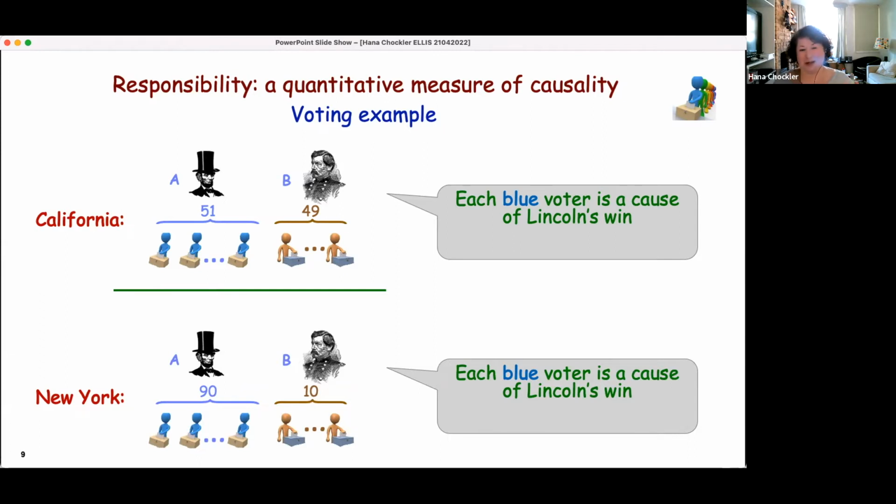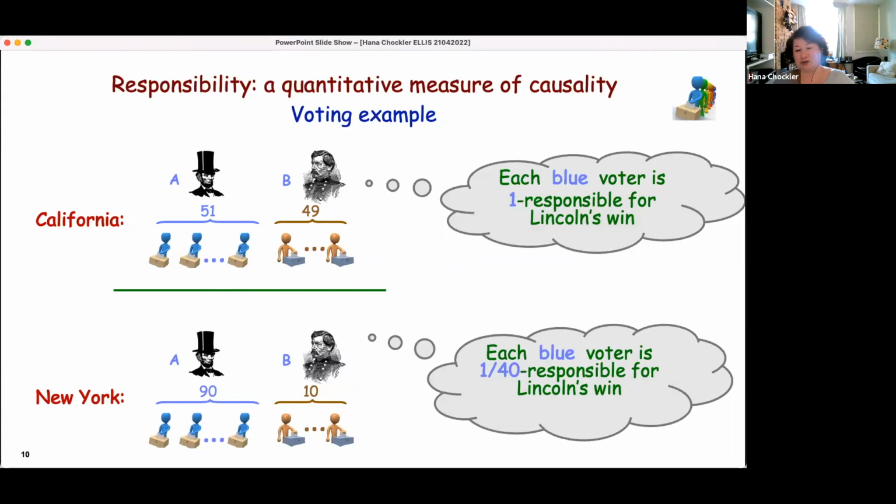Because in California, as you can probably see from the picture, each voter is critical. It's a counterfactual cause for Lincoln's winning. So if one blue voter changes their mind, then Lincoln is not winning. Whereas in New York, this is not the case. So we need to distinguish between the cases, and we distinguish them by adding this quantitative measure of causality.